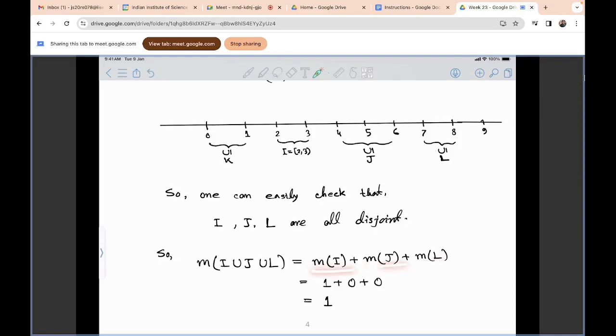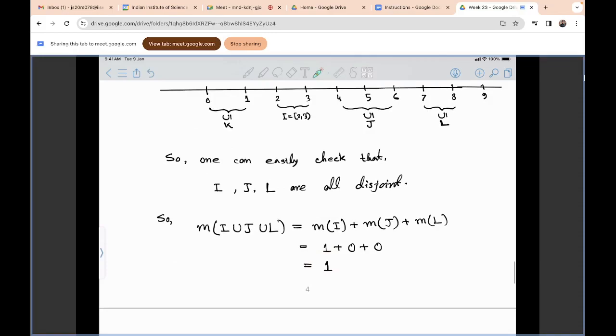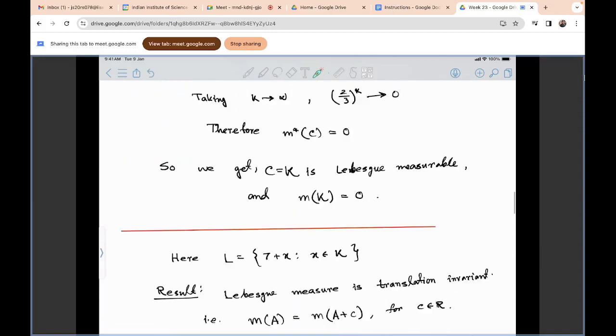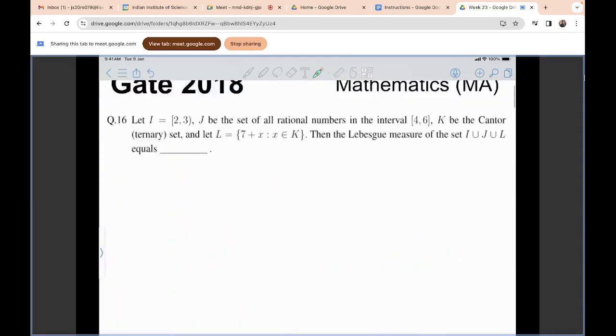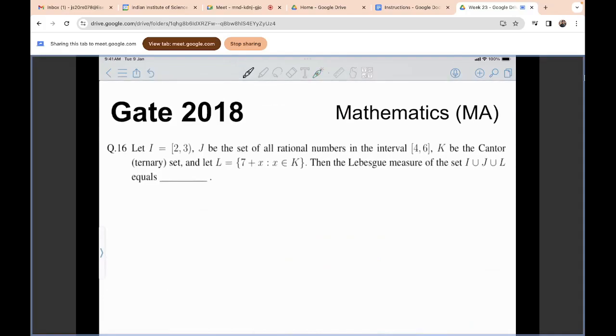And we already computed the Lebesgue measure of these three sets. The Lebesgue measure of I is 1, the Lebesgue measure of J is 0, and the Lebesgue measure of L is 0. So we get the measure of the union of these three sets is 1. Therefore the answer is 1.